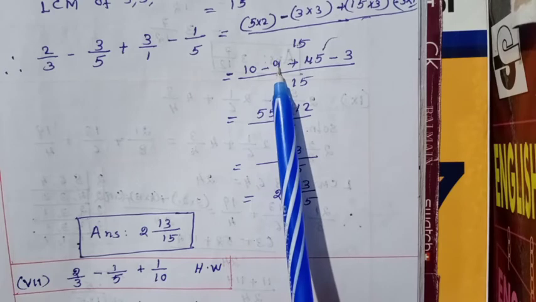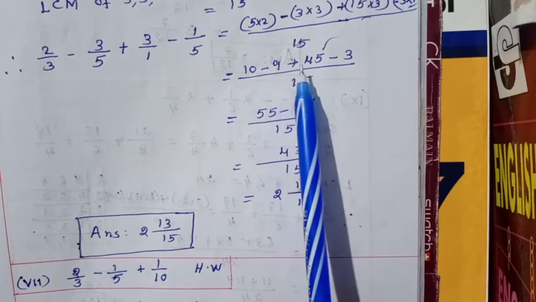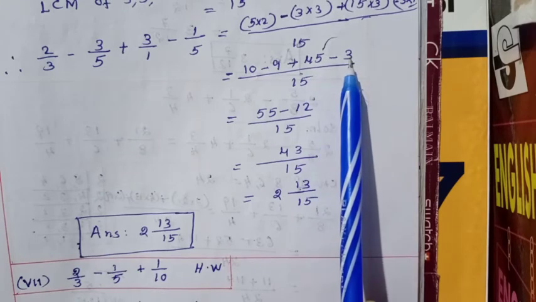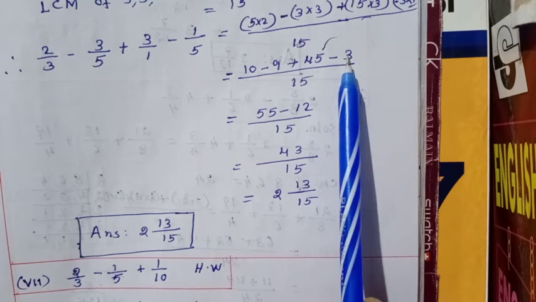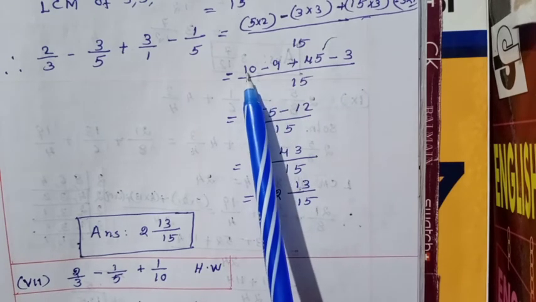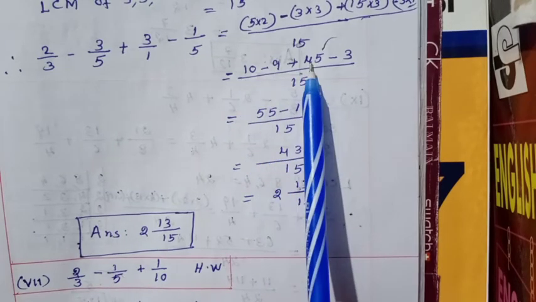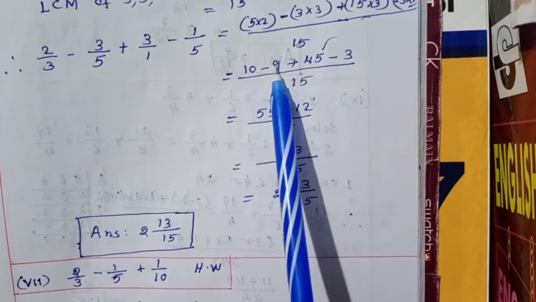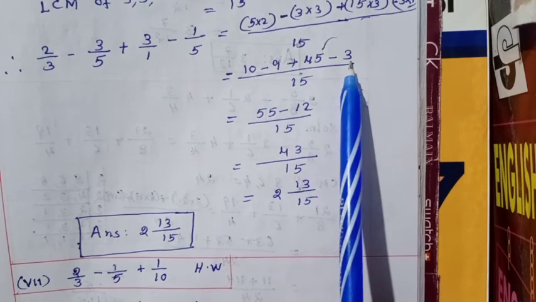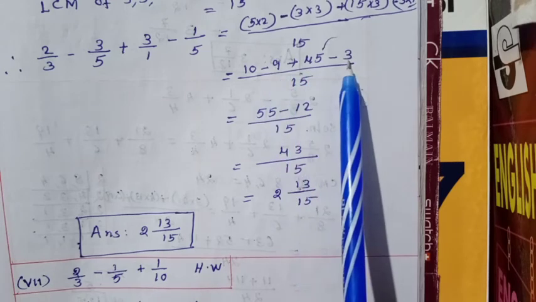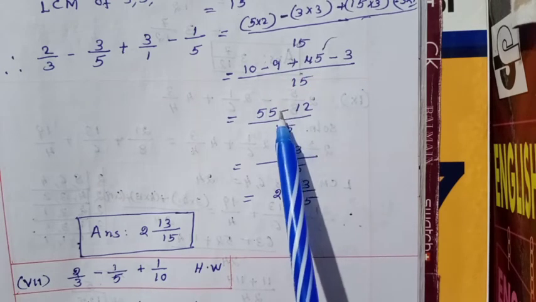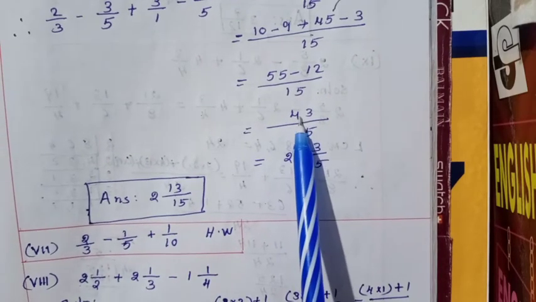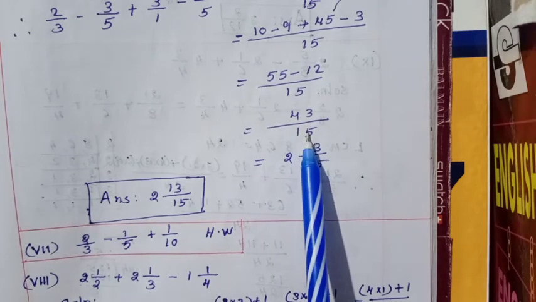Now 10 minus 9 is equal to 1. 1 plus 45, 46. 46 minus 3, 43. Or we can do it like this: 10 and 45 are both positive numbers, so 10 plus 45, 55. Minus 9 and 3 are negative numbers, that's separate. Then 9 plus 3, 12. 12 is a negative number, so minus 12. 55 minus 12 all by 15. Subtraction, so 43, 43 by 15.